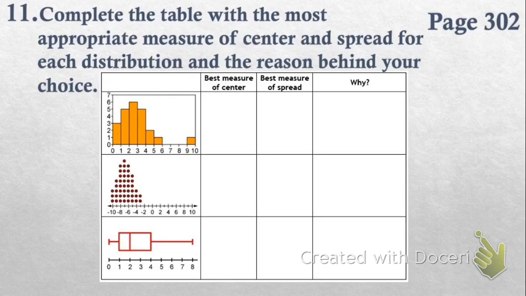On the top graph, that bar chart, it's called a histogram. When we have a bar chart like that and all the bars are smashed together, it's called a histogram. What's our best measure of center there? Median.